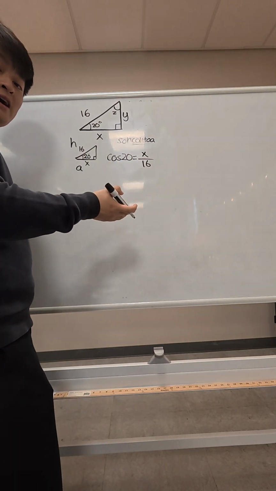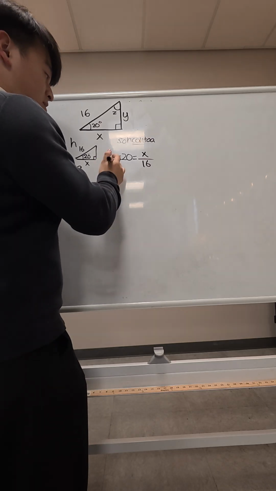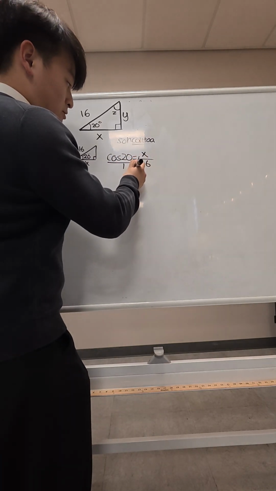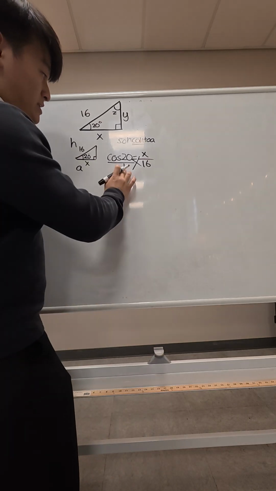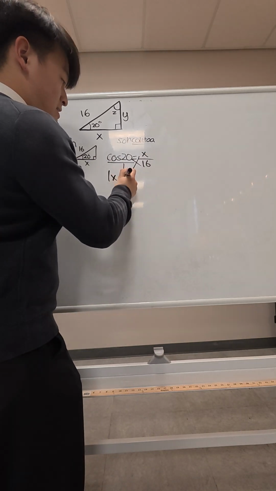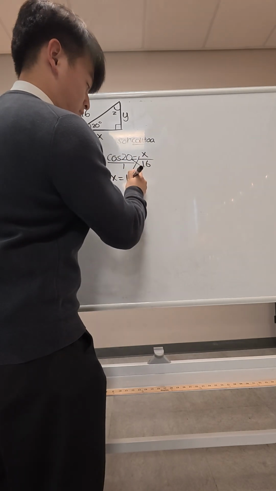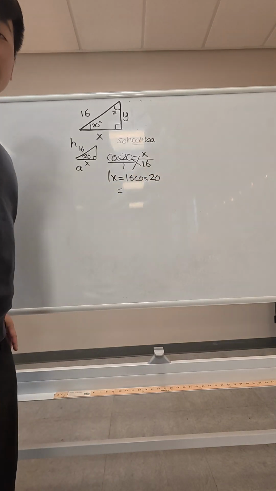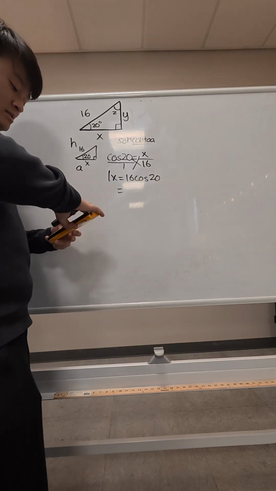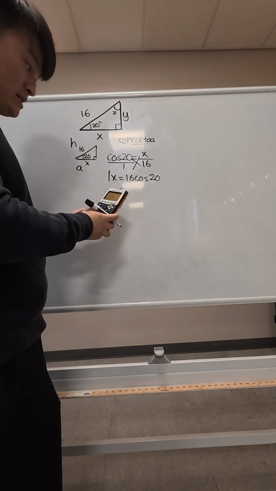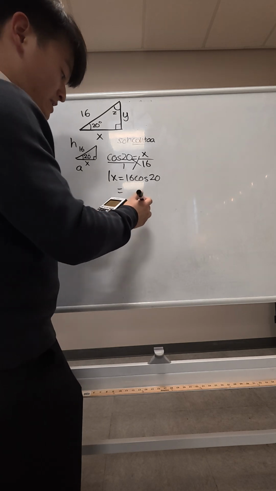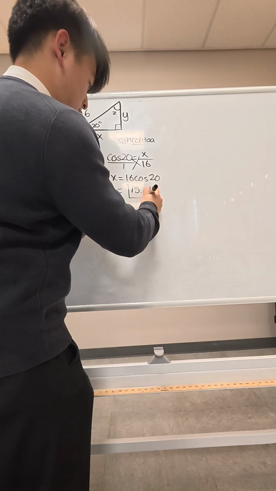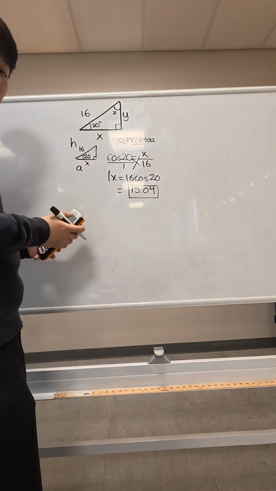If I want to solve for x, this is what I do. I like to make cosine 20 over 1. Why? It's because whenever I see two fractions, I cross multiply. 1 times x gives me 1x, and then 16 times cosine of 20 would be my final answer. So all I need to do is simply put this into my calculator. So if I just put in 16 cosine 20, that gives me my answer of 15.04. That's part A, or at least for x.